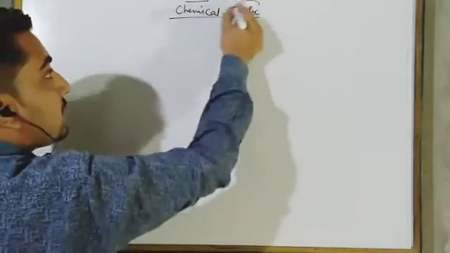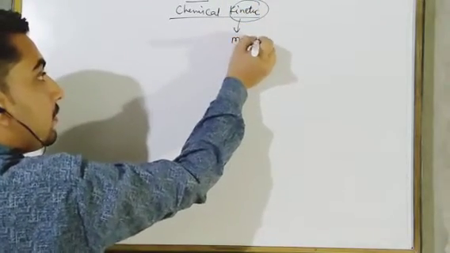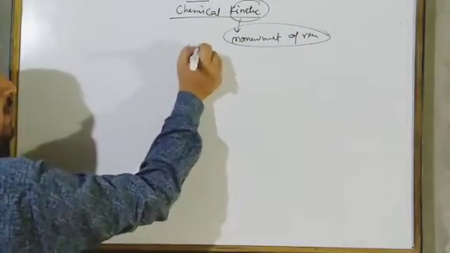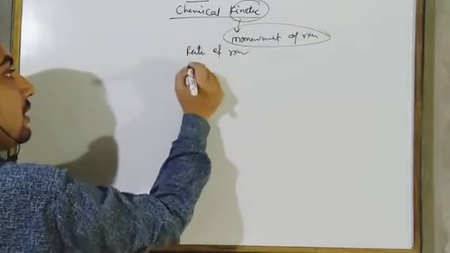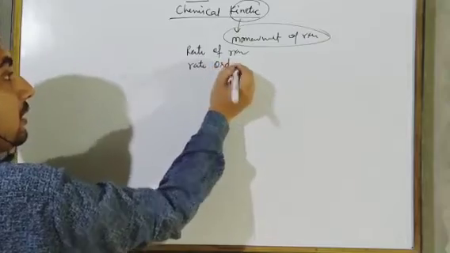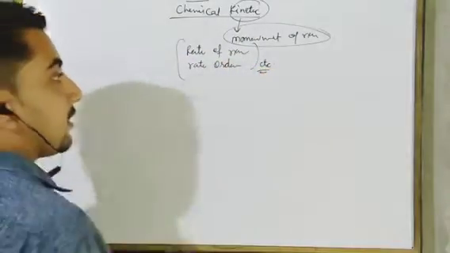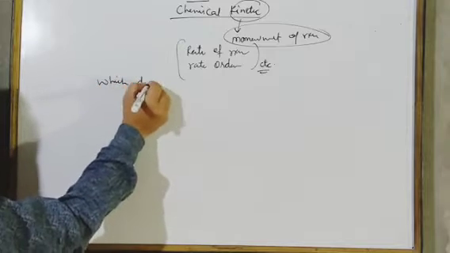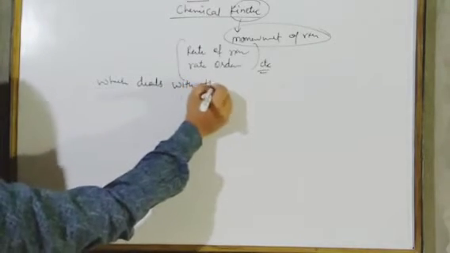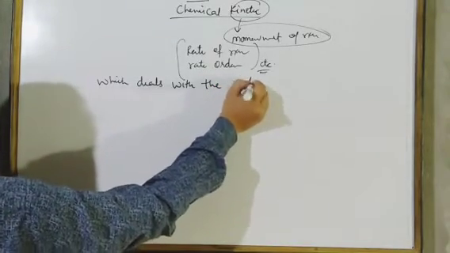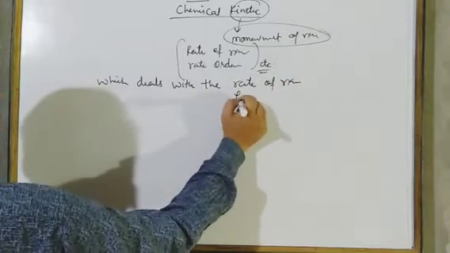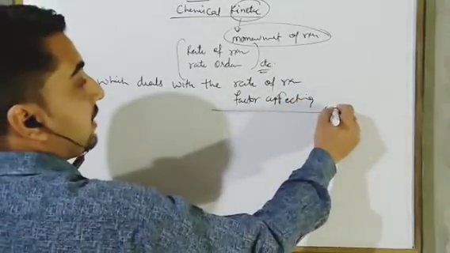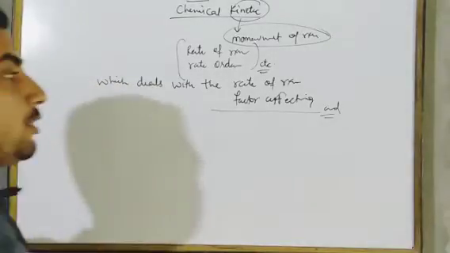Chemical kinetics means the movement of reaction, and chemical kinetics is the study of the rate of reaction, rate, order, etc. So simply, chemical kinetics is the branch of chemistry which deals with the rate of reaction, factors affecting the rate of reaction, and some other features of the rate of reaction.